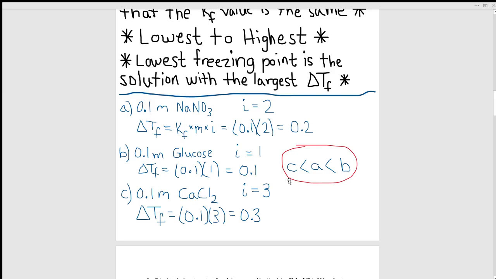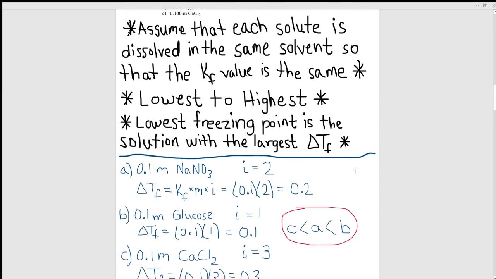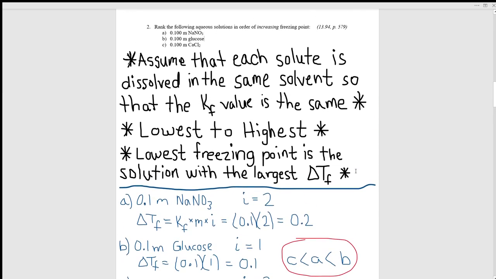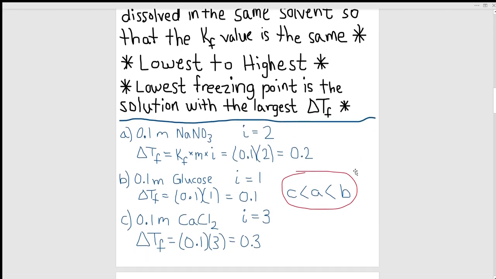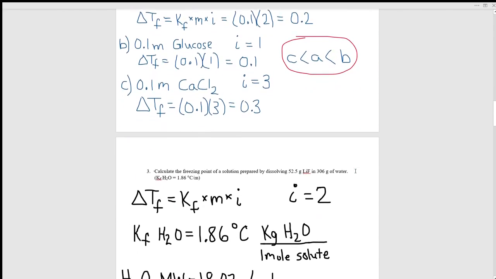So in this case, 0.3 is going to be the solution with the largest delta T sub F value, so we put C first. Next is 0.2, which is solution A of sodium nitrate, so that's going to be in the middle. And lastly is 0.1, which corresponds to glucose, so we put choice B last. So the ranking is going to be C, A, B, in order of lowest to highest freezing points.